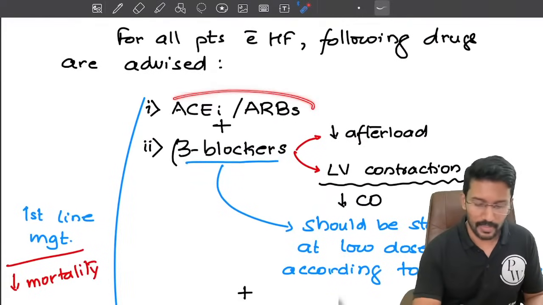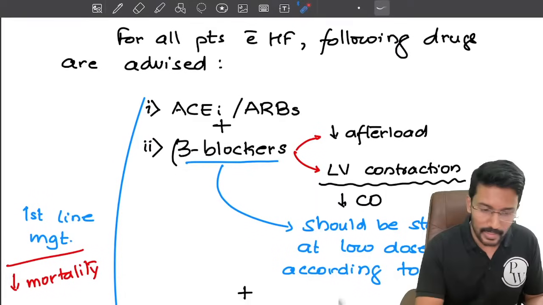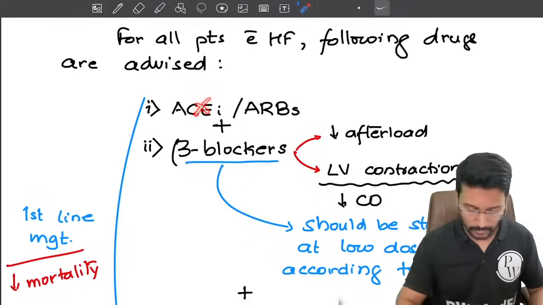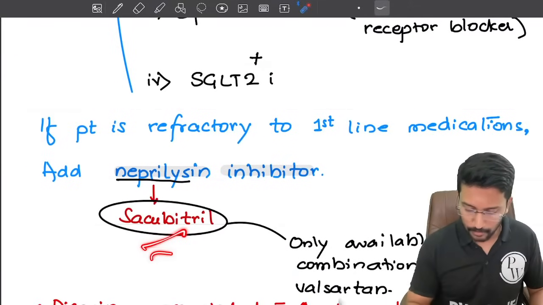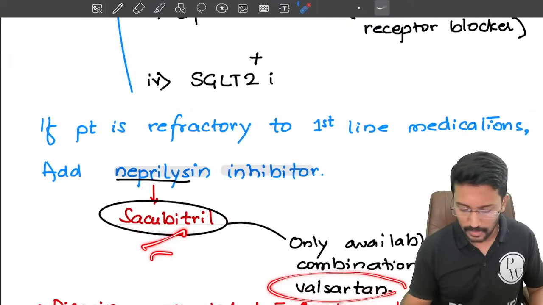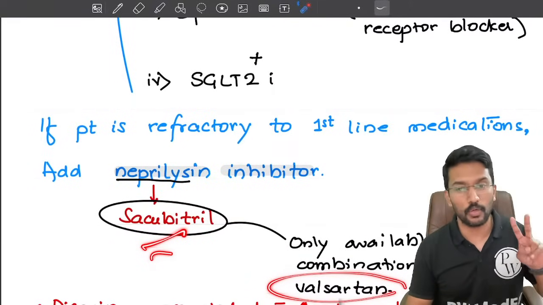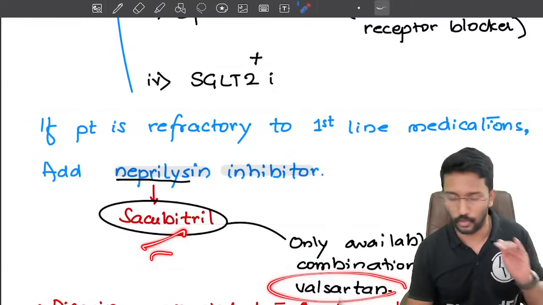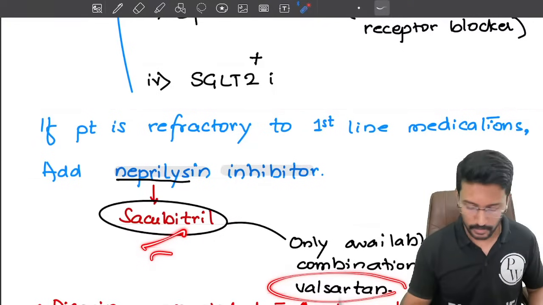Now remember one point here, when it comes to the time of adding sacubitril, the patient will already be on an ACE inhibitor or ARB. This ACE inhibitor or ARB which the patient is taking should be stopped, because sacubitril comes with valsartan, which is an ARB, and we don't give two ACE inhibitors or two ARBs or an ACE inhibitor plus ARB together. No need for doing that, right?